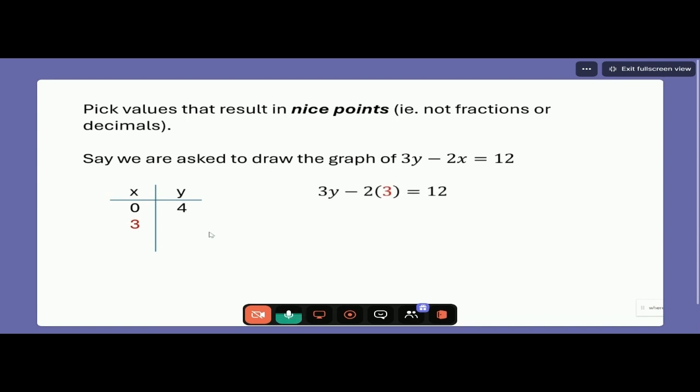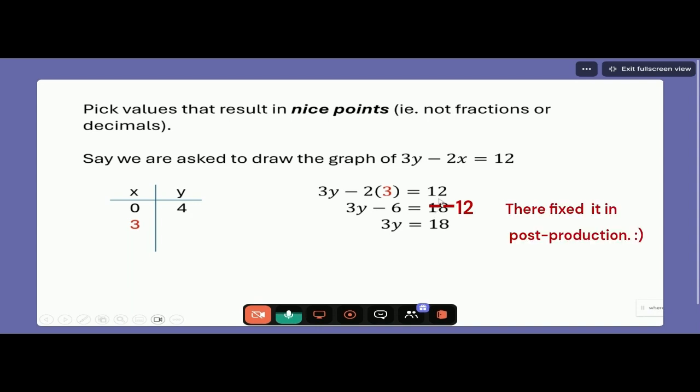2 times 3 is 6. Add 6 to both sides. That 18 right there is a typo. My apologies. That should have still been a 12 right there. 3y equals 18. Divide both sides by 3, like so. And you get y equals 6. There we go. So there we found an answer which is a whole number.